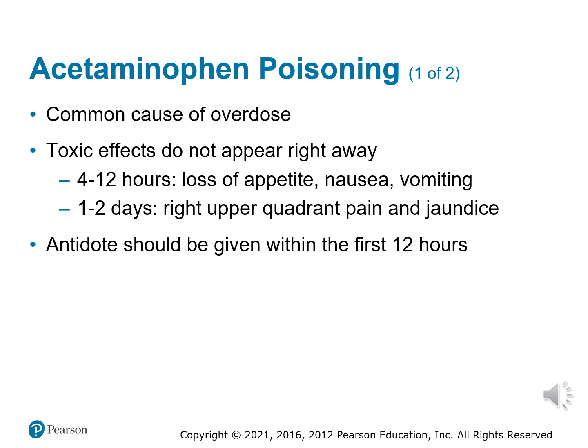Next is acetaminophen poisoning. It's a common cause of overdose. Its toxic effects do not appear right away. Within the first 4 to 12 hours, they'll have loss of appetite, nausea, and vomiting. In 1 to 2 days, they might have right upper quadrant pain and jaundice. The antidote should be given within that first 12 hours. However, you may not know, or you may not even be called until day 1, 2, or even later.